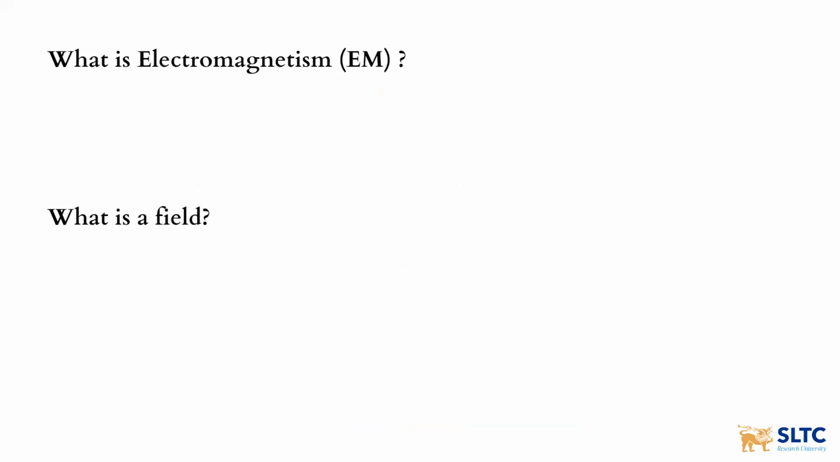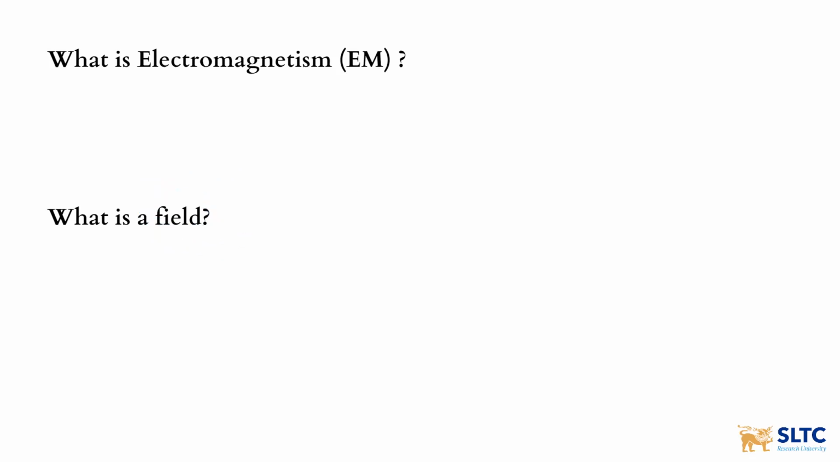So in the last class, we discussed what electromagnetism is, and we defined it as the study of the interaction between the electric field and the magnetic field, which are generated by electric charges and currents. Charges produce electric field, and currents produce magnetic field. Next, that brings us to the question: what is a field?